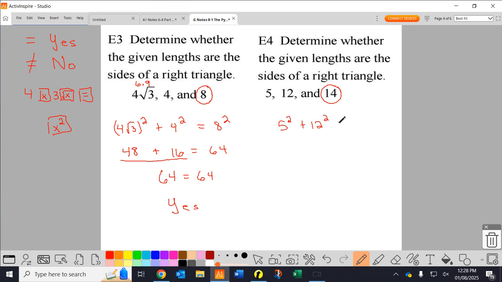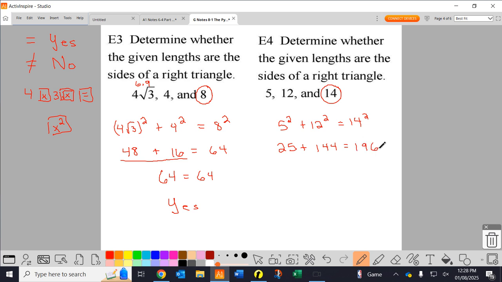So what is 5 squared? 25. Plus 12 squared is 144. And we already did 14 squared. What was it? I can't see the example. 196. Okay. What is 25 plus 144?